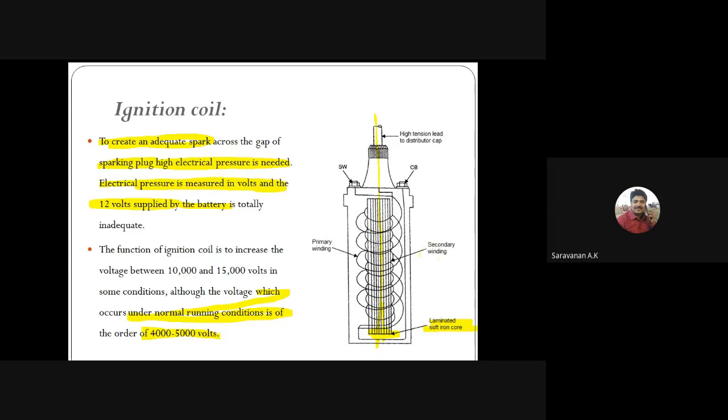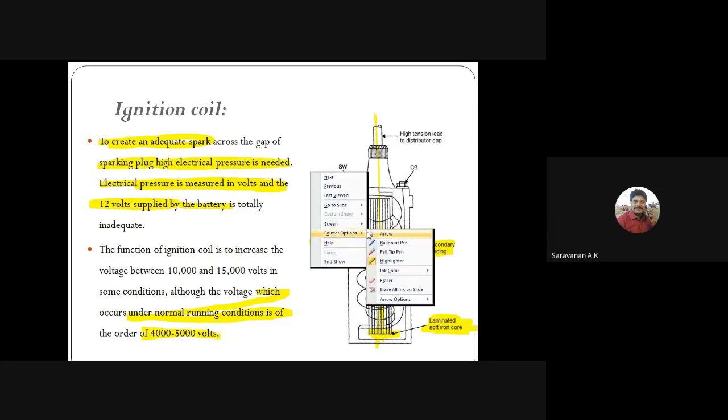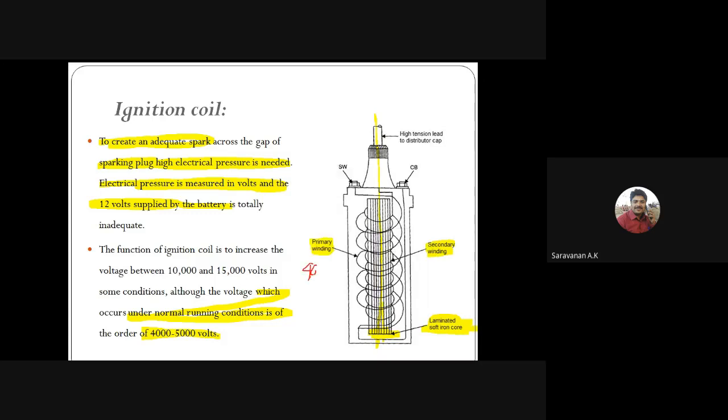See, here we have two types of winding: the secondary winding and the primary winding. Inside we have a laminated soft core. Over that we have the secondary winding. After the secondary winding, we have one more coil, that is the primary winding. About the coil winding, the secondary is around 20,000 turns, and the primary is around 400 turns. Here we have 400 turns in spirals, and here it is around 20,000 turns.